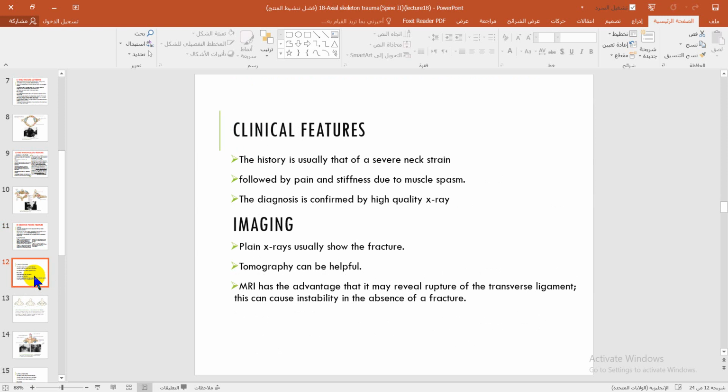MRI has the advantage that it may reveal rupture of the transverse ligament, and this can cause instability in the absence of a fracture. MRI, as you know, reveals the soft tissue, so it may reveal rupture of the transverse ligament, which circles the odontoid process and keeps it attached or articulated with the anterior part of the body of the atlas.